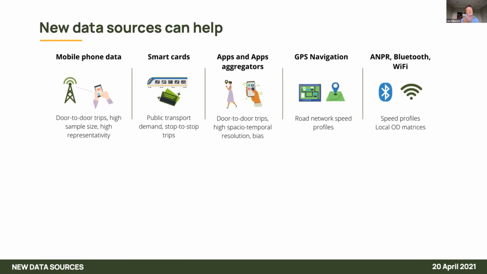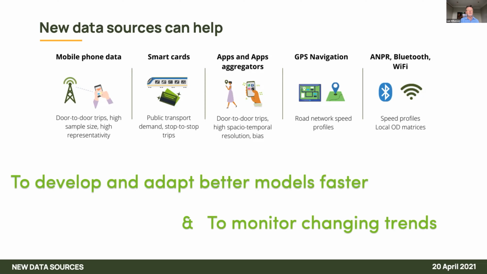Now, new data sources have already been mentioned, and you have already displayed some of the usual pictures. When we talk about this, which is very close to my heart, we deal with the same things that we have described before: mobile phone data, apps in mobile phone data, which provide a little bit more granularity in location and in time, but the risk of bias is important. Smart cards, which are generally used now in Europe to pay for public transport and other things, provide a very rich data source for public transport users. And the other things: GPS and navigation systems, automatic number plate recognition videos, and sensors that we can put in different places. They certainly help us develop and adapt better models faster, and also to monitor changing trends, which has become very critical now with the impact of COVID.